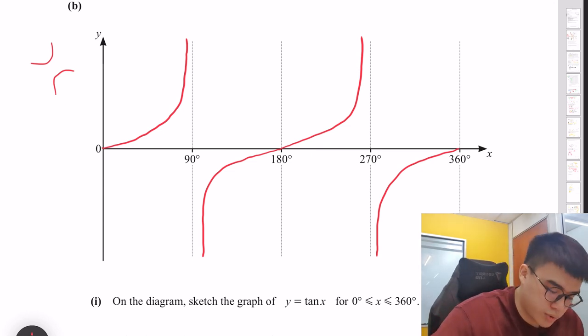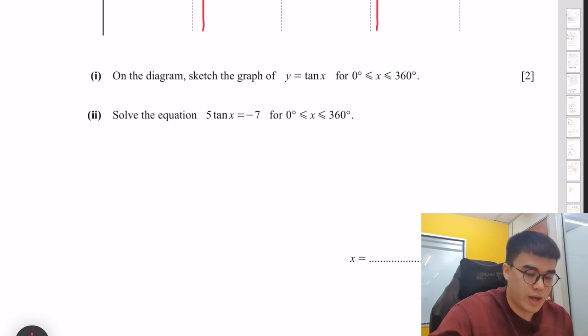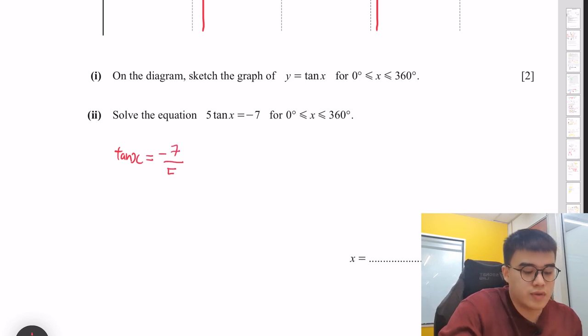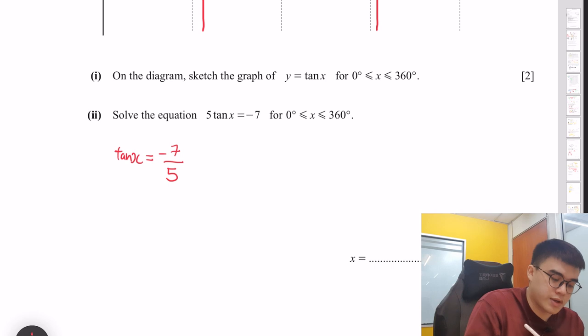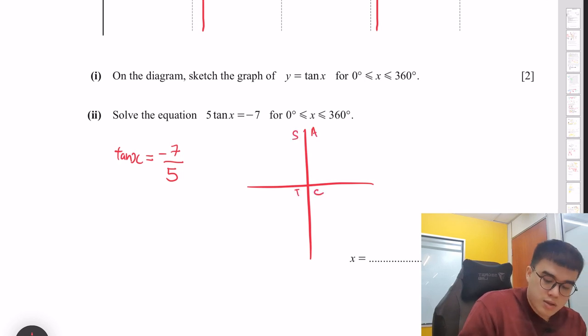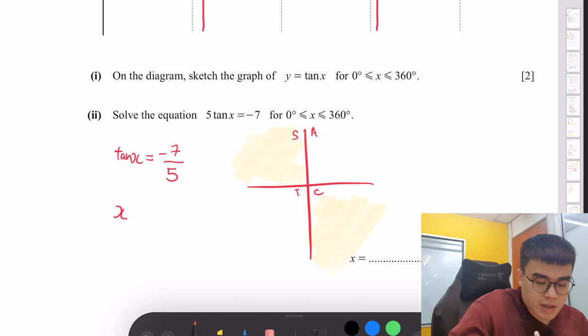And for part two, they ask you to solve this. This is actually a quadrant question. So what we have here is tangent x equals negative 7 over 5. So for tangent to be negative, there's a limited range for that. Only those in sine and cosine will be accepted. So now you can key in tangent inverse of negative 7 over 5.